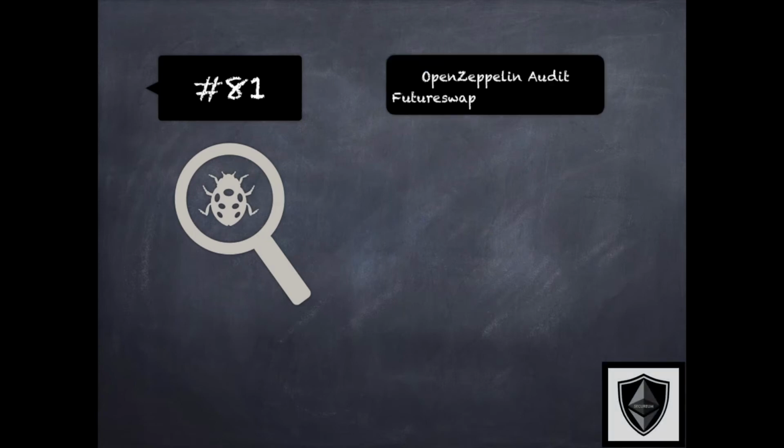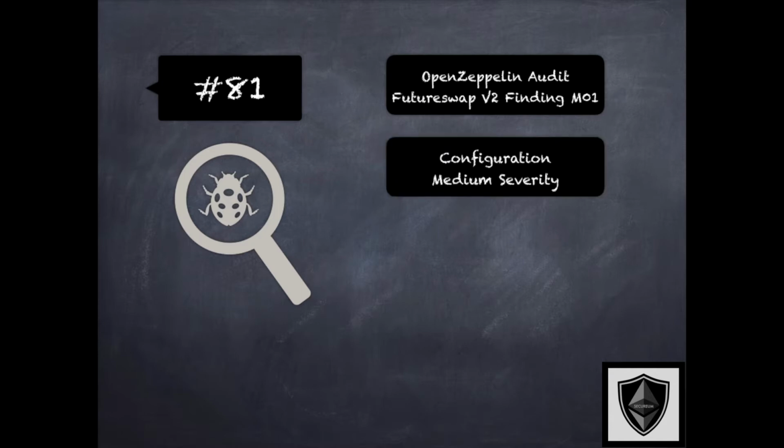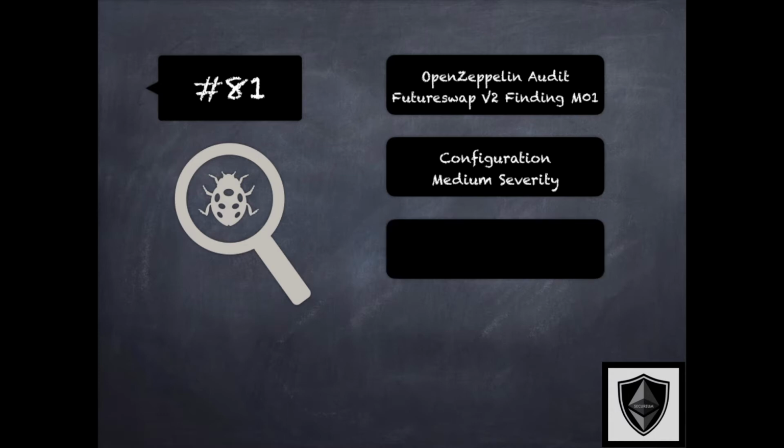81 is another finding from OpenZeppelin's audit of FutureSwap v2, where it was a medium severity finding related to configuration, in which the code was not using upgrade safe contracts in FS token inheritance. For context, the FS token contract was intended to be an upgradable contract used behind a proxy.